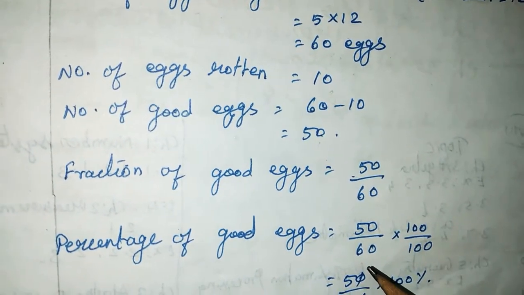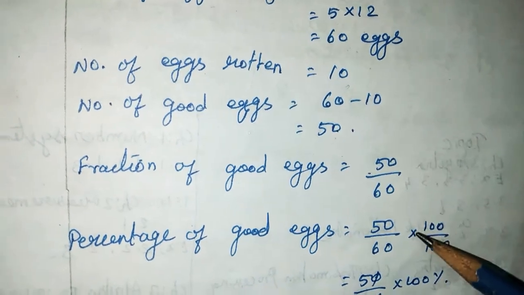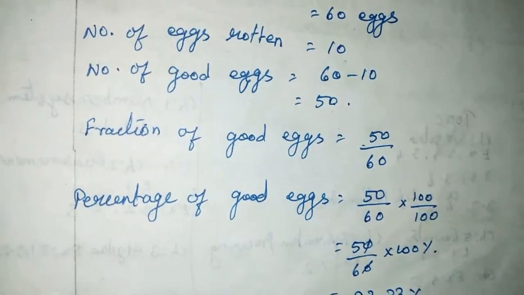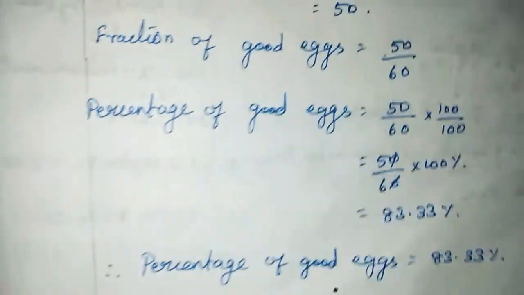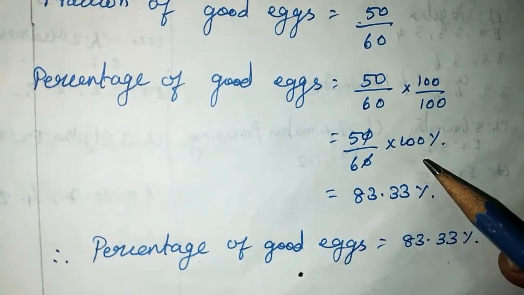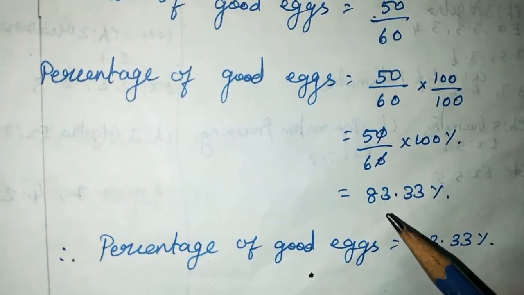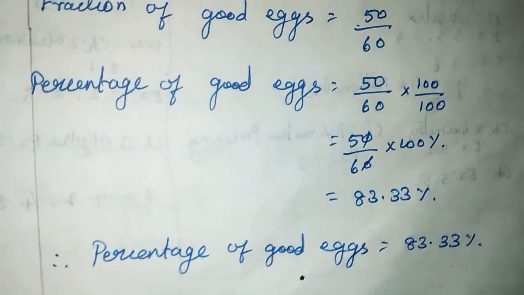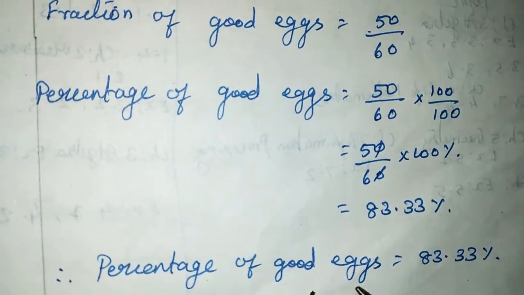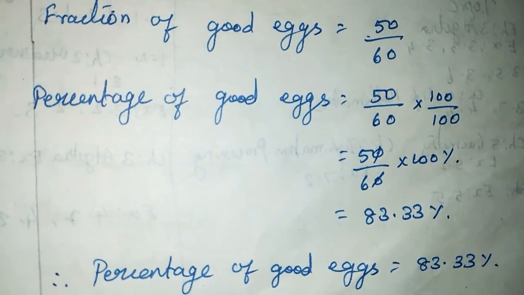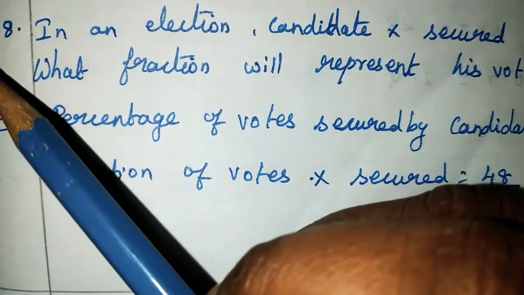The next step is to find the percentage. So, you multiply the numerator and denominator by 100. When we cancel the zeros and cancel by the common factors, we get the answer as 83.33%. Therefore, the percentage of good eggs is 83.33%.